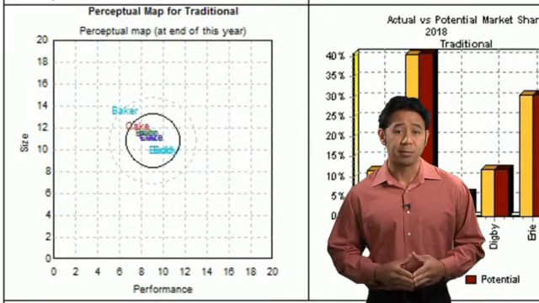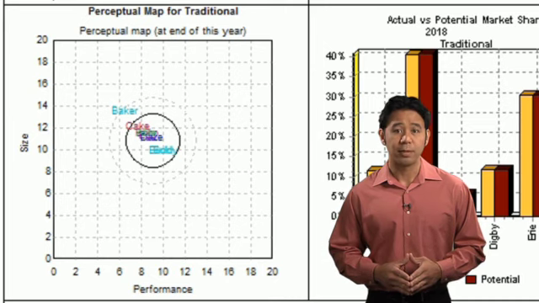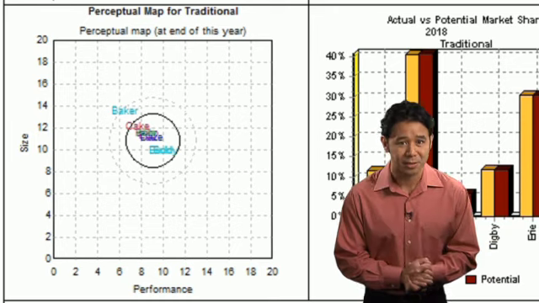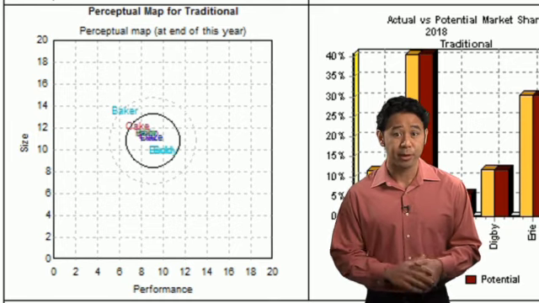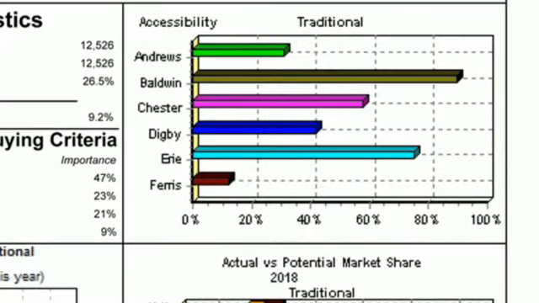A perceptual map is a marketing tool that visually compares two product characteristics. The perceptual map in your simulation compares competing products across their size and performance. Are your competitors' products better positioned than yours? The accessibility chart displays the percentage of customers who can easily locate your product and buy from your company.